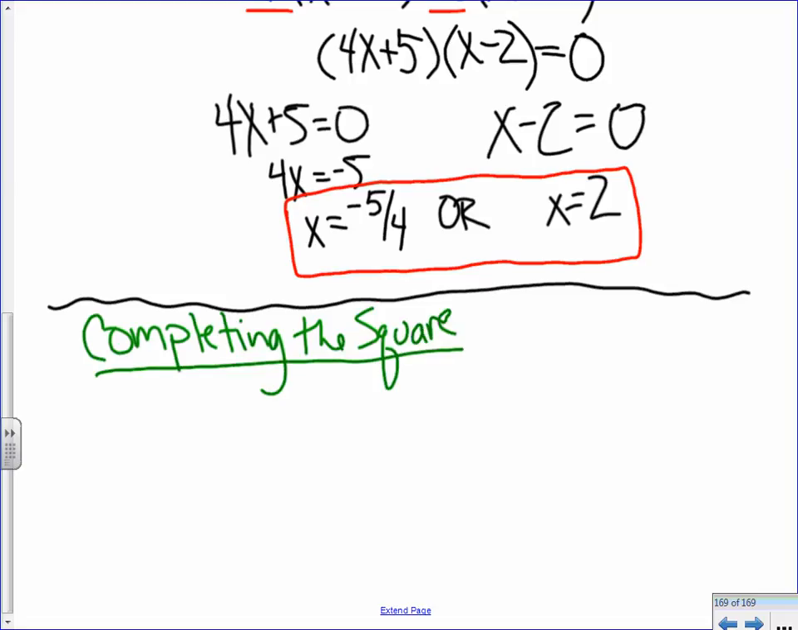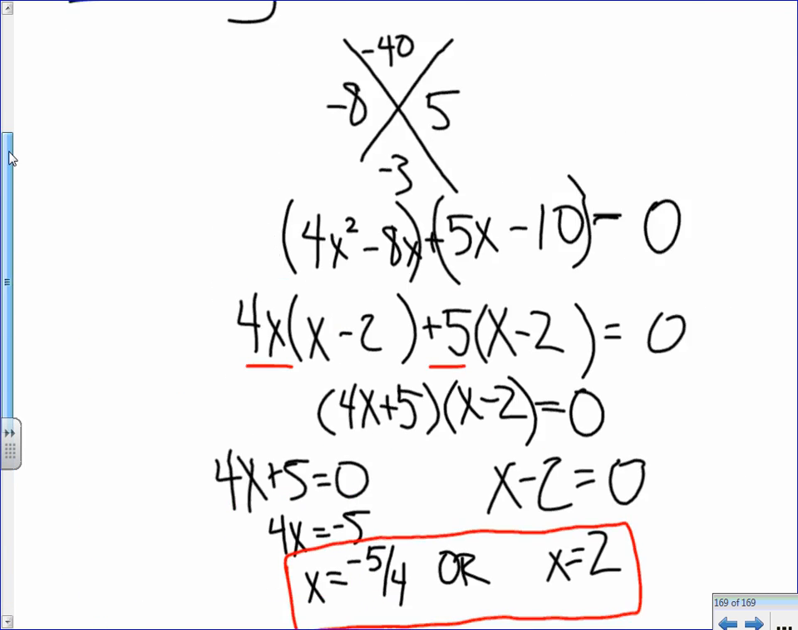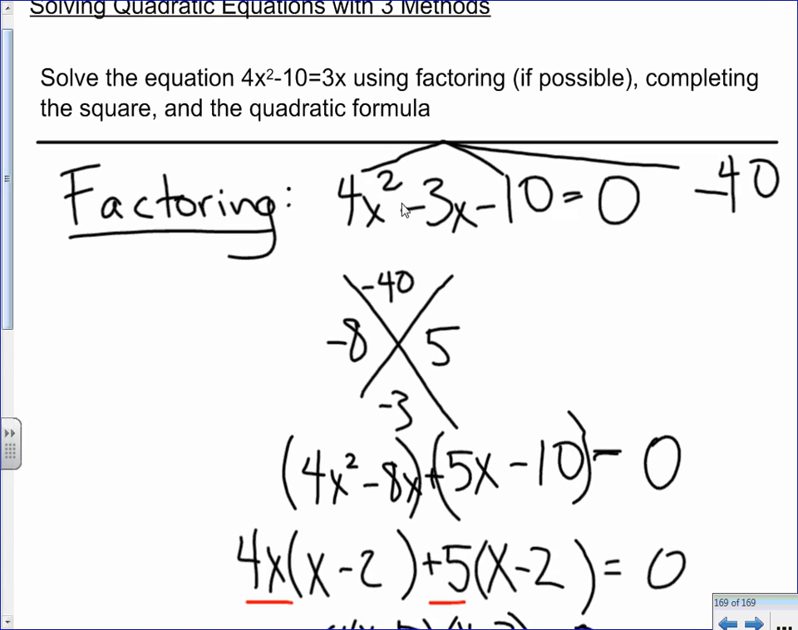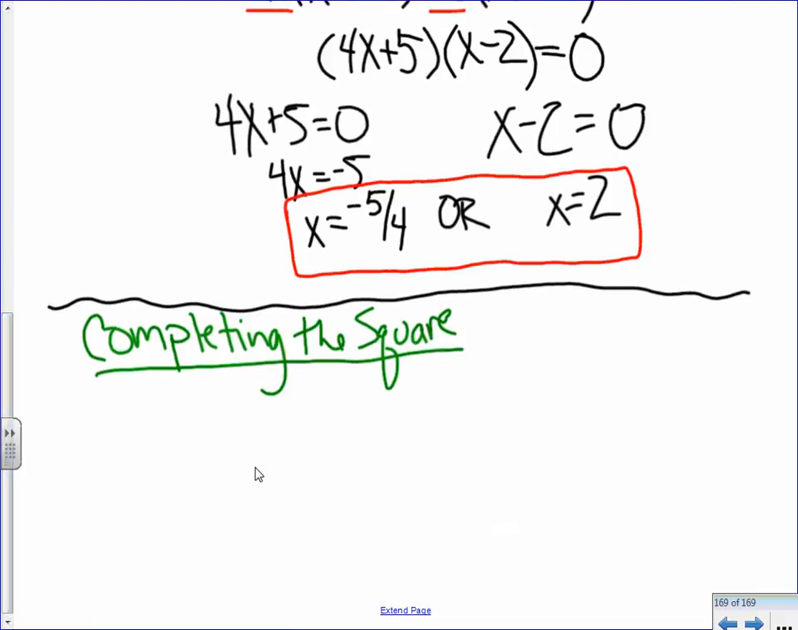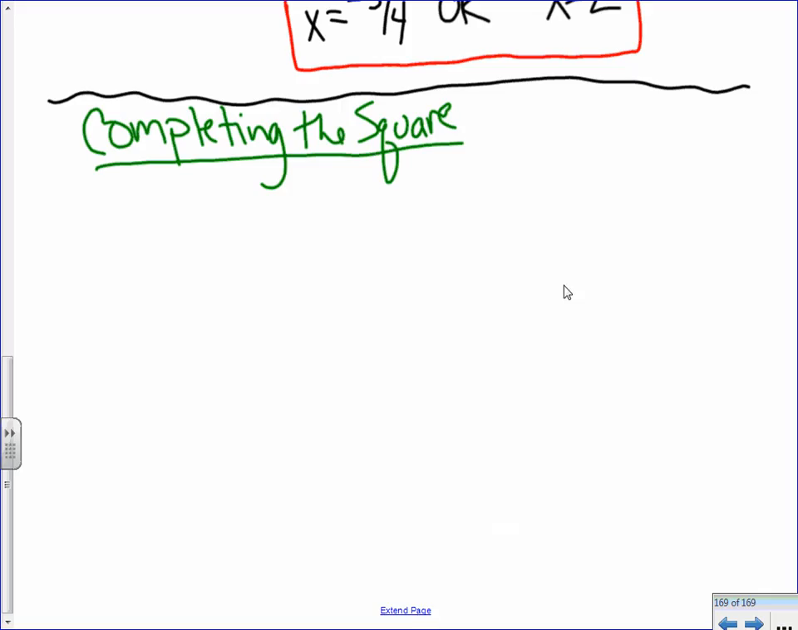Okay, for completing the square, I'm going to go ahead and get my x squared term and my x term on one side, and then my constant term on the other side. So I'm going to look back up at my equation real quick. So from here, I want the 4x squared and the minus 3x on one side, and I'm going to move the 10 over to the other side. So I got 4x squared minus 3x equals 10.